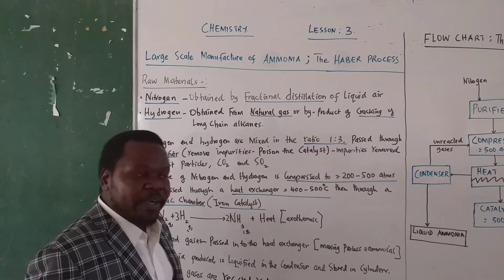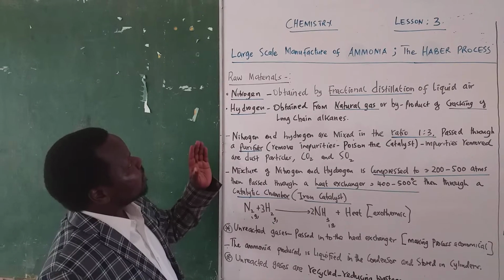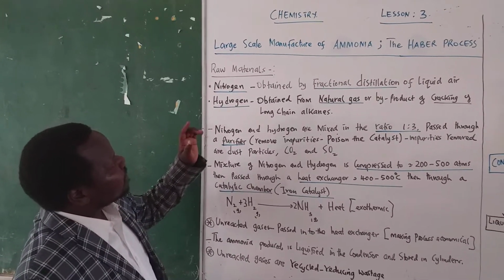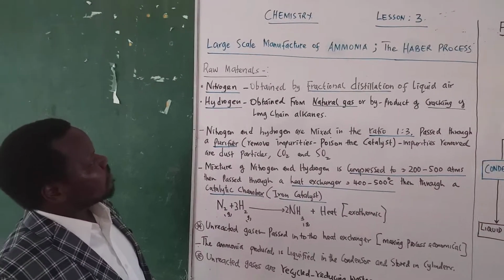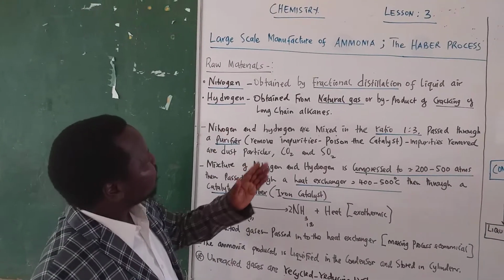Class, I welcome you to our chemistry lesson today. Today we are going to look at the large-scale manufacture of ammonia. The process is known as the Haber process.